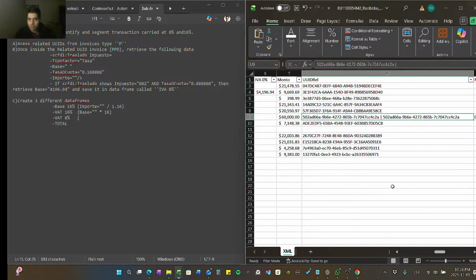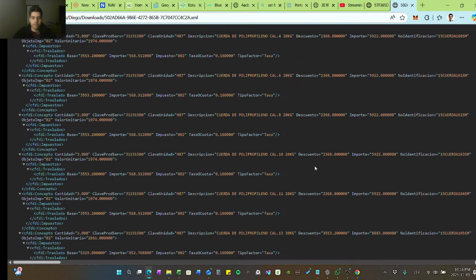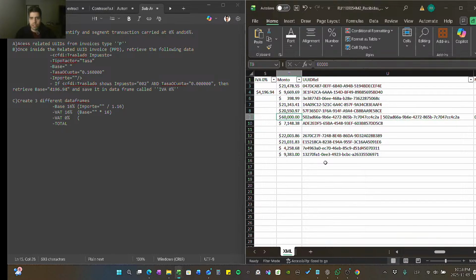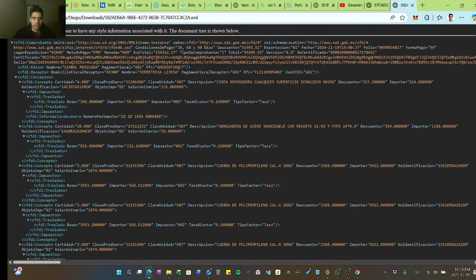Okay, so the problem right now is that I don't understand this invoice right here, because this is a 60,000 expense. Yet, if you go and see, the total amount of this invoice is 95,000. So where is the logic, right?